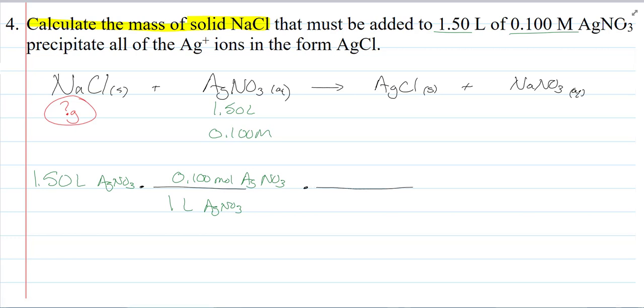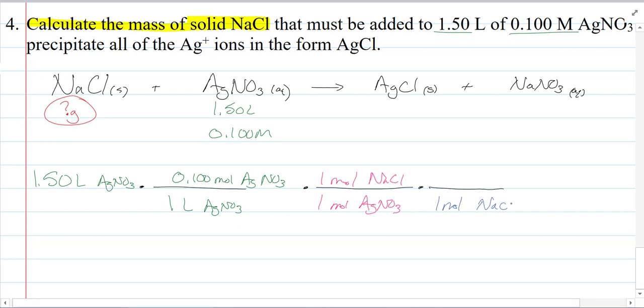Is my equation balanced? Did we forget that? 1 sodium, 1 sodium, 1 chloride, 1 chloride, 1 silver, 1 silver, 1 nitrate, 1 nitrate. It is balanced. So it's 1 mole of AgNO3, silver nitrate, to 1 mole of NaCl. And last but not least, we have 1 mole of NaCl. Well, sodium is 22.99 plus 35.45, and that should be 58.44 grams of NaCl. And so we multiply out.